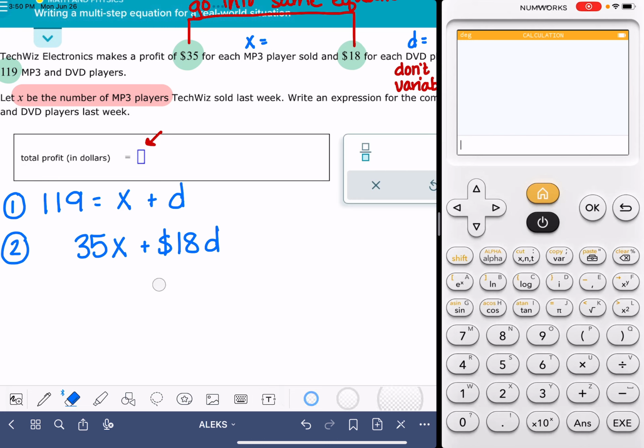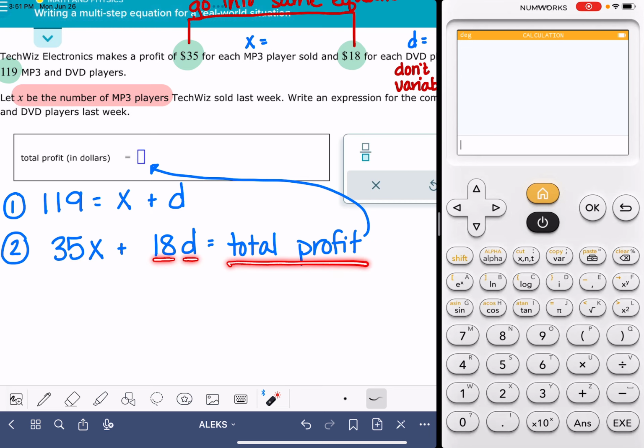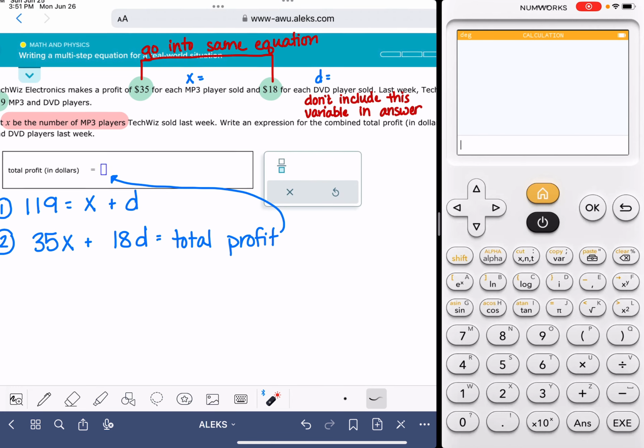These numbers together, I need to get rid of those dollar signs because ALEKS won't like that. These two terms together represent the total profit, which is what this problem is asking me to solve for. So the profit per MP3 player plus the profit per DVD player gives me the total profit. Now remember over here I said ALEKS didn't tell me what variable to use for DVD players, and that ultimately means I don't want to include that variable in the final answer.